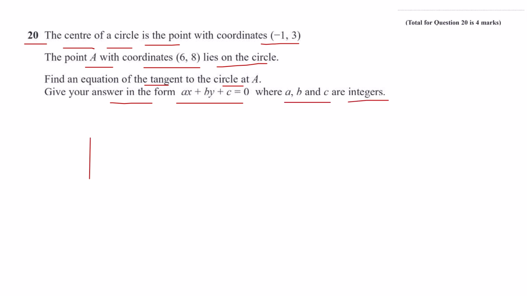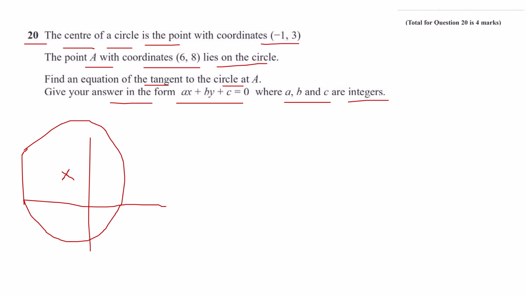So let's do a rough sketch for this. The center's (-1, 3), so it's going to look something like that. Again, it's only a rough sketch. The point (6, 8) lies on the circle, so it's going to be somewhere here. This is A, with coordinates (6, 8), and we've got a tangent at A. It's not drawn perfectly, so let's just move that point A up to here.